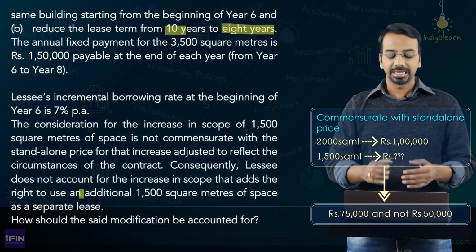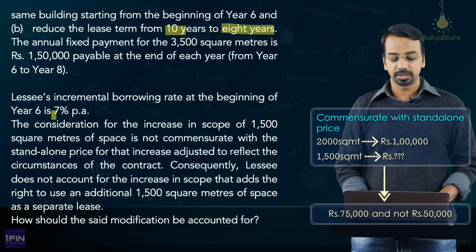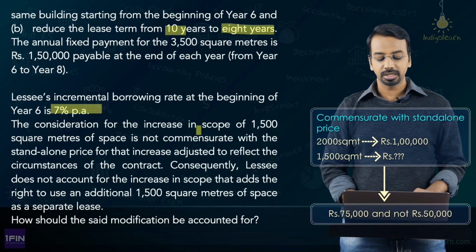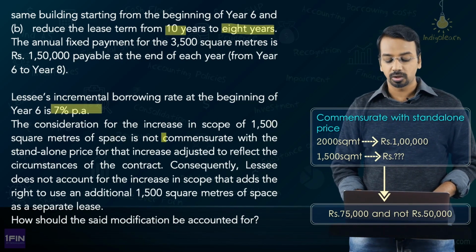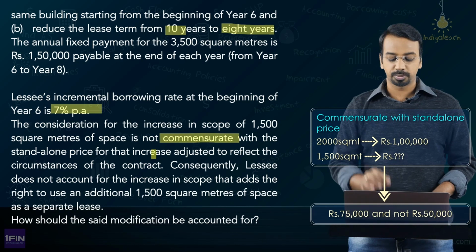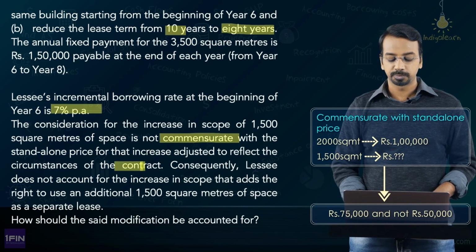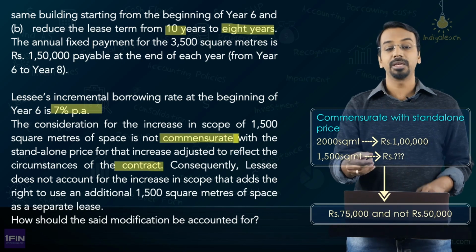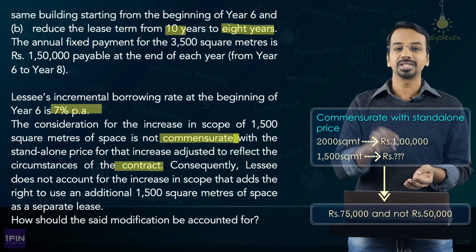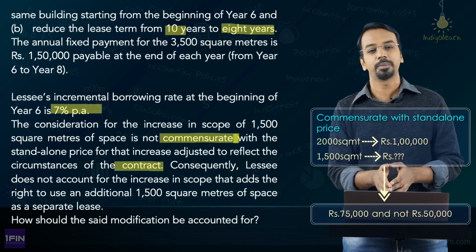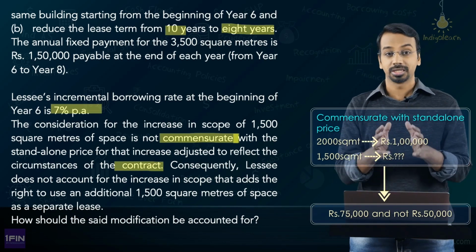Reading further, lessee's incremental borrowing rate at the beginning of year 6 is 7%. The consideration for the increase in scope of 1500 square meters of space is not commensurate with the standalone price for that increase adjusted to reflect the circumstances of the contract. So, maybe because the lessee took up an additional space, he would have got some discount, but not a discount to the extent of 25,000 on a lease payment of 1,75,000, right. There is a huge discount.